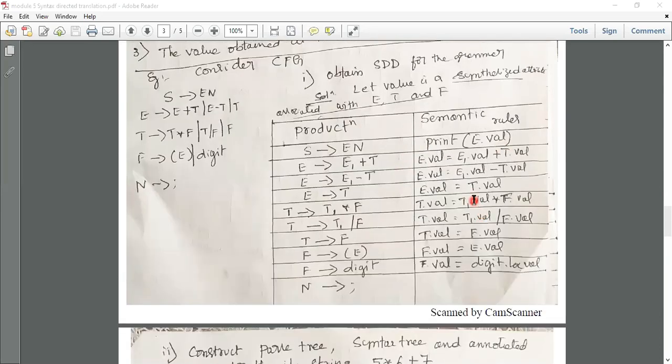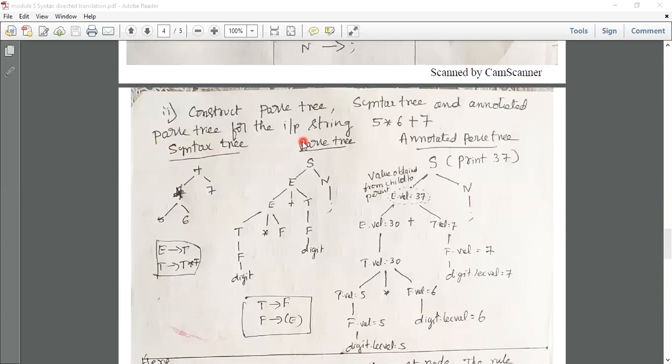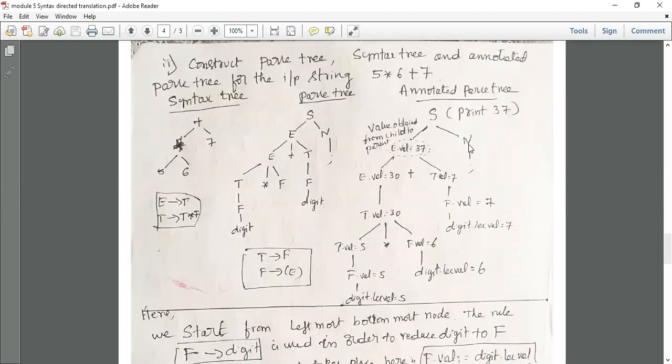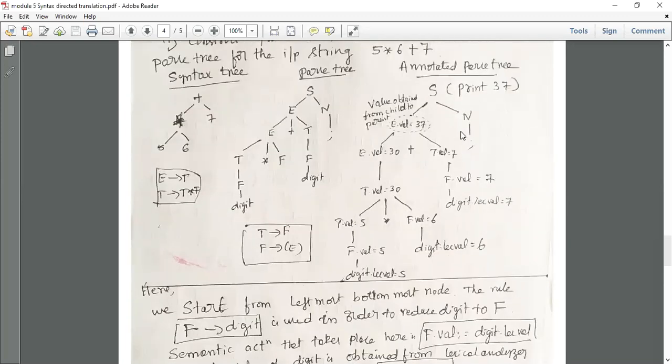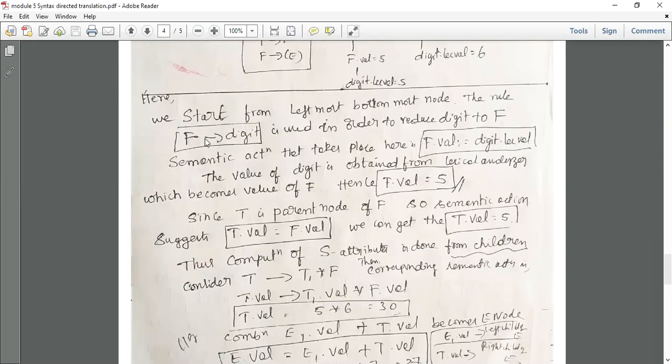Writing this table, this syntax tree, parse tree, and annotated parse tree. This is going to show the definition of syntax directed definition. I told you to start from the leftmost, bottommost node. The rule F tends to digit is used in order to reduce digit to F, wherever F is there, digit. It is used in every production in order to reduce digits to F.